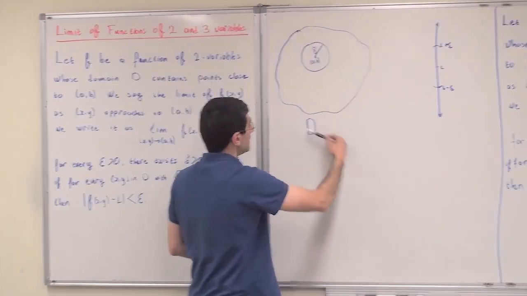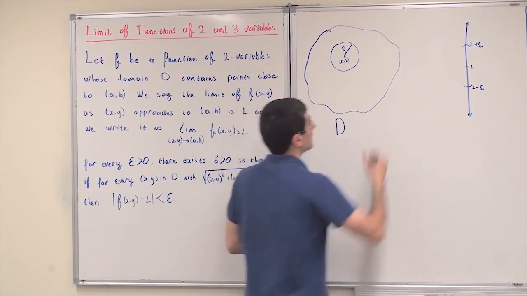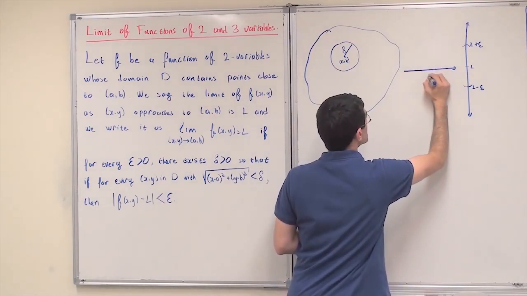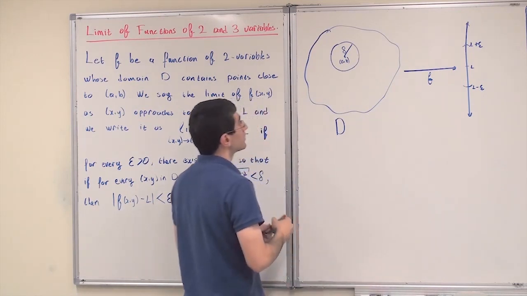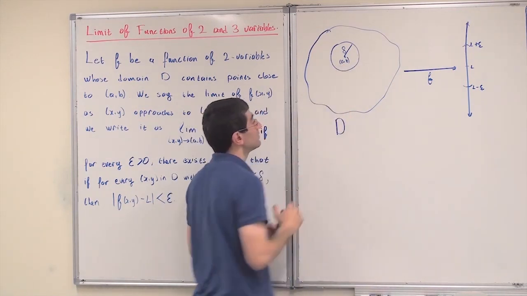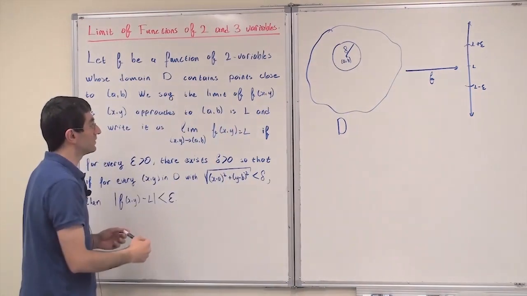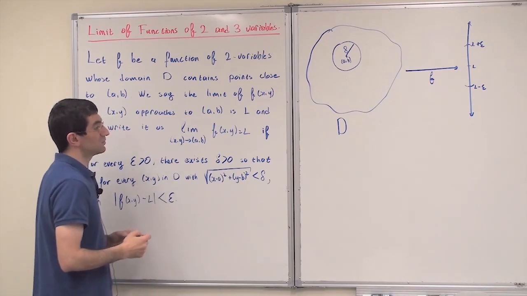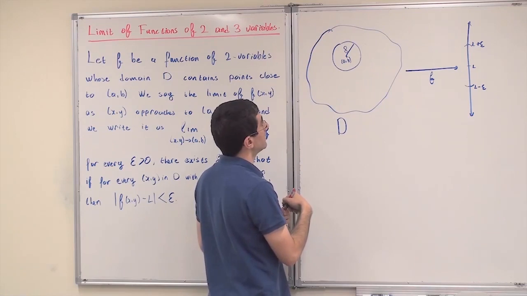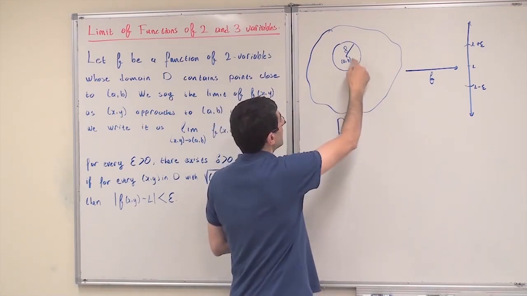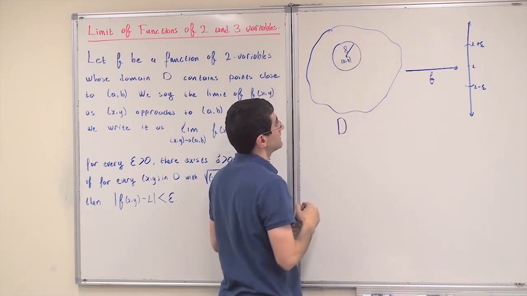So, here we take a domain of our function. D represents the domain of f. And for simplicity, we are going to assume that the point (a, b) is in our domain. If you notice from this formal definition, the (a, b) doesn't need to be in the domain of the function. But in this illustration, we assume that it is in the domain. And then we mark around this (a, b) a disk of radius delta.